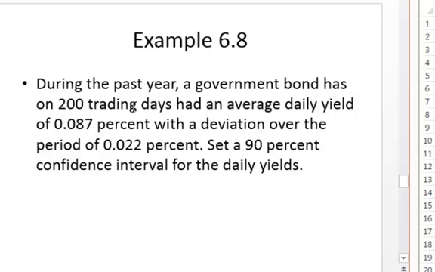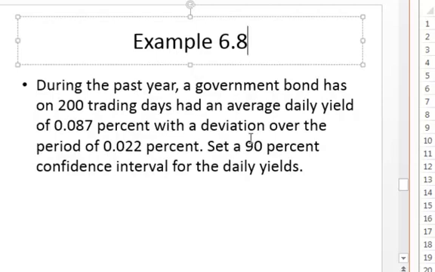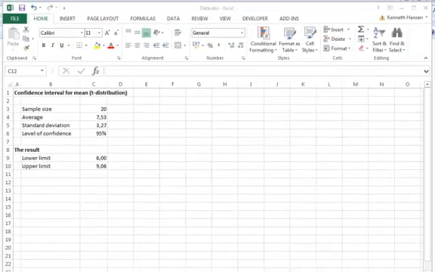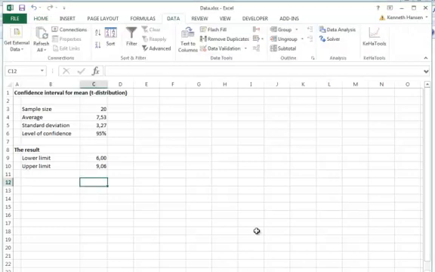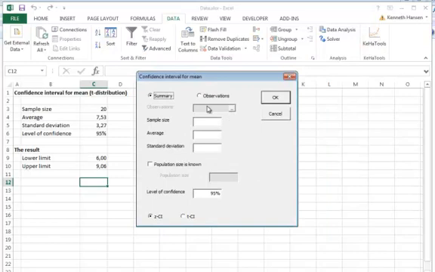Now we have a government bond, and we have a sample of the daily yields. This is a large sample, so we can use a Z confidence interval, and in that case we don't care whether the observations are normally distributed or not. Let's make a confidence interval for this mean.